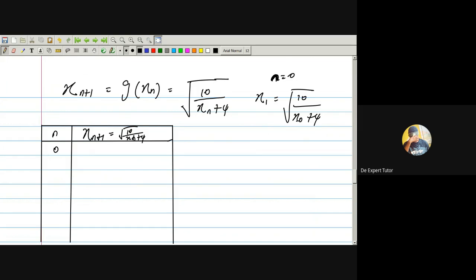Then press calculate. My x is 1.5. What's my answer? Our first initial guess. Our x1 is the square root of 10 over x naught plus 4, so that our x naught is that initial guess, which was 1.5. You get that? Okay.